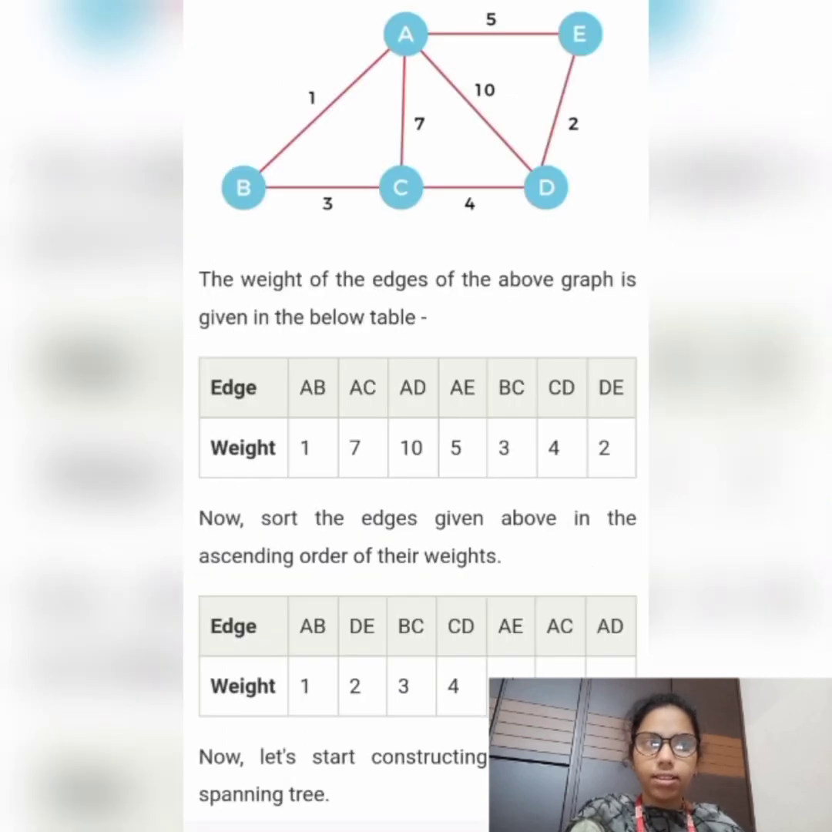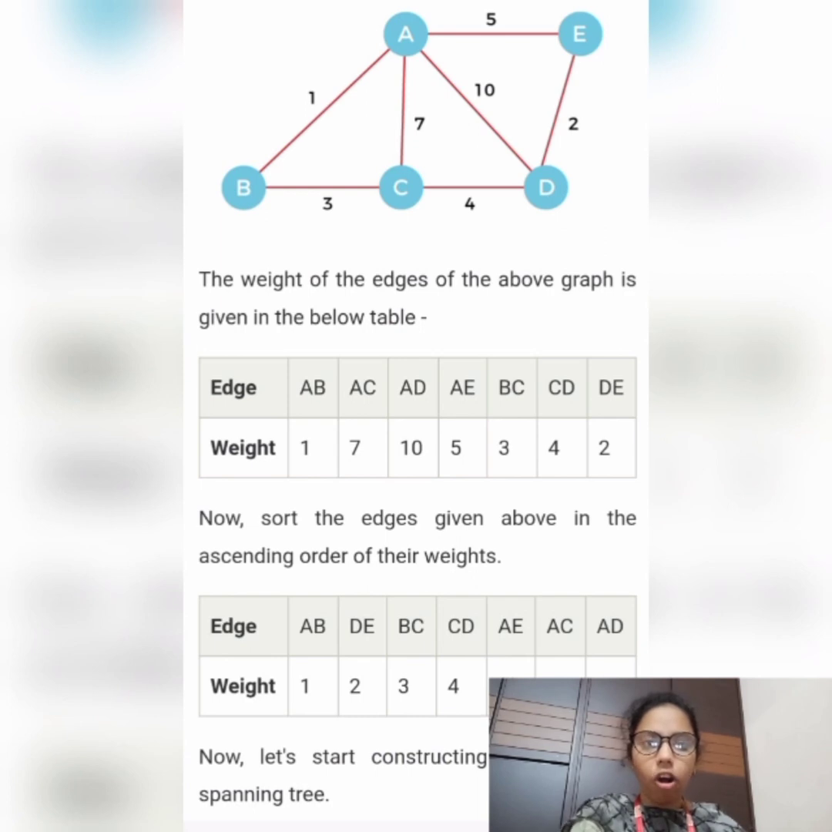The weights of the edges of the above graph are: A to E is 5, A to B is 1, A to C is 7, B to C is 3, C to D is 4 and A to D is 10. Now we sort the weights of the graph in ascending order. First add AB with weight 1, because AB has the least weight, so it must be added to the graph. And next we should add ED, then CD, then AE, then AC and then AD.